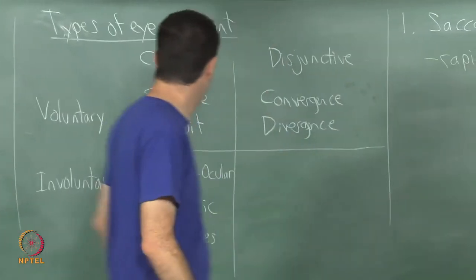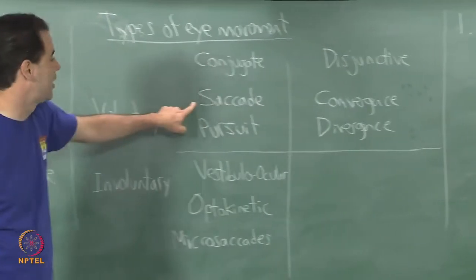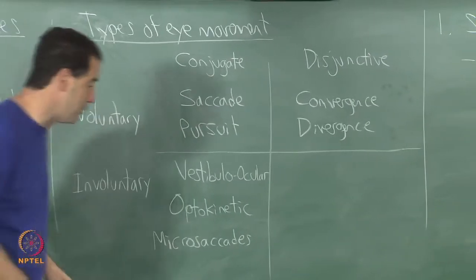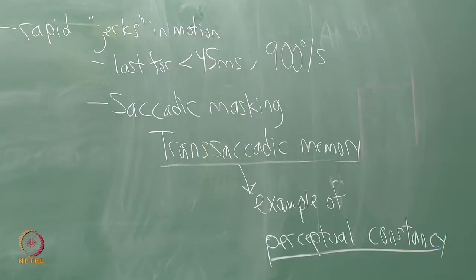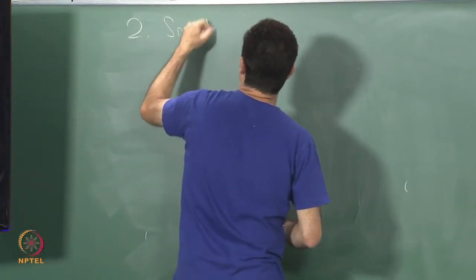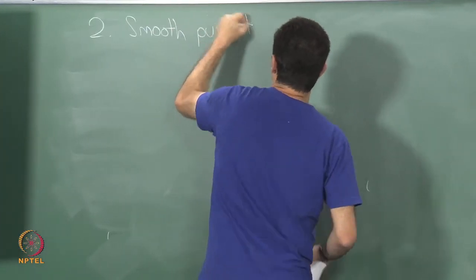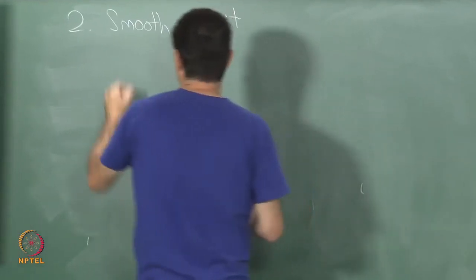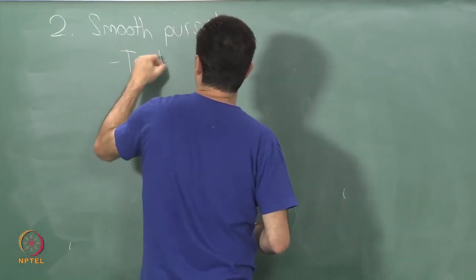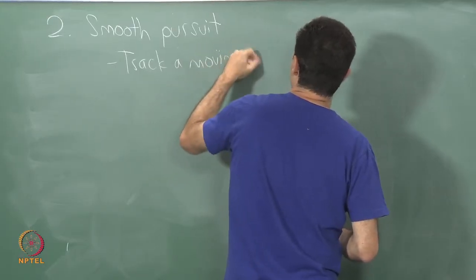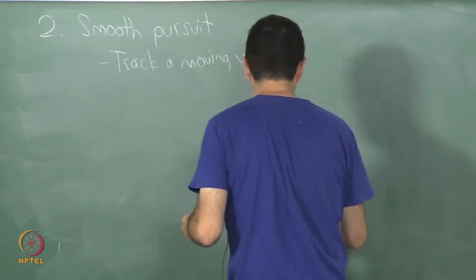So that's one of the motions, saccade. I'm going to talk about pursuit next, and then we'll take a break in a bit, and then I'll talk about the remainders after that. So, 2. Smooth pursuit. So in this case you track a moving visual signal.